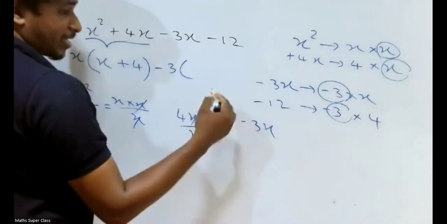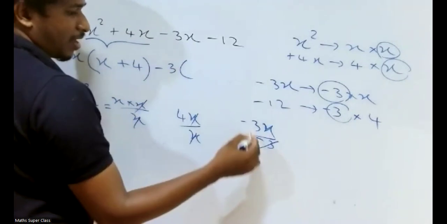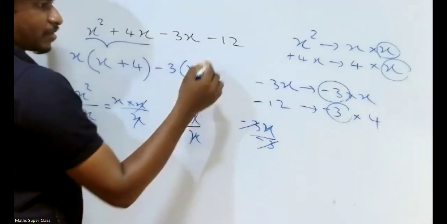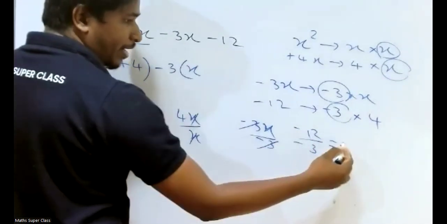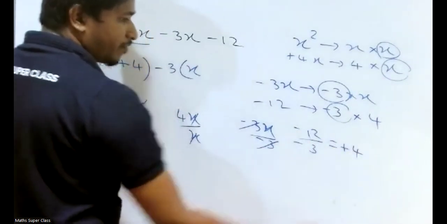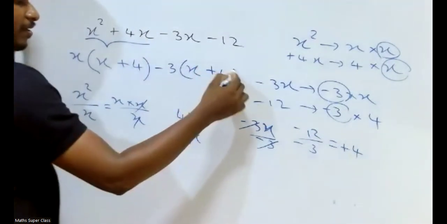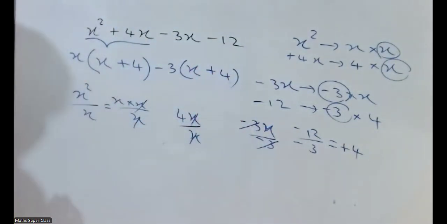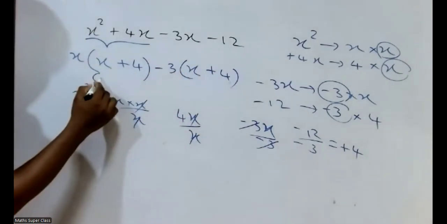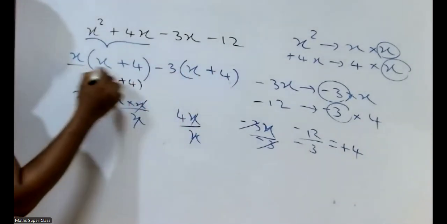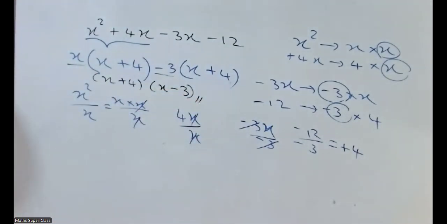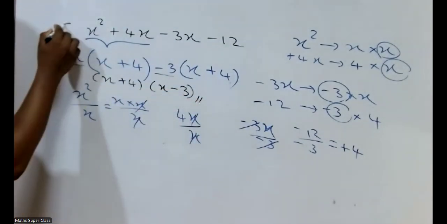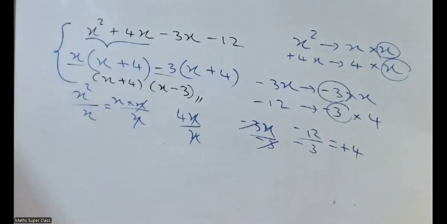Minus 3x divided by minus 3, the answer should be plus x. Minus 12 divided by minus 3: minus divided by minus is plus, 12 divided by 3 is 4. Can you see it here? x plus 4, x plus 4. So, x minus 3 is the other factor. The answer is only from here to here. Copy this one today.